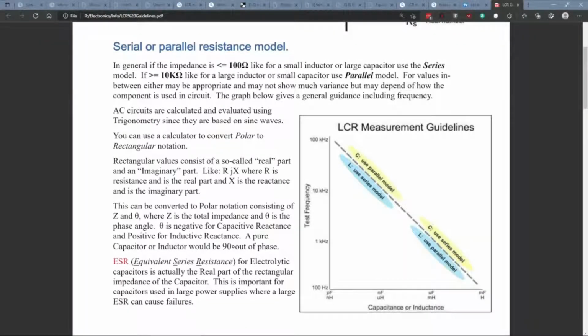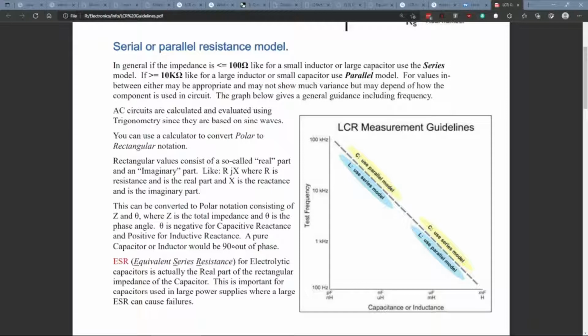Okay, so the LCR meters can be operated in 2 different modes: serial resistance model mode or parallel resistance model mode. It can sometimes be a little bit difficult to determine which model to use, but usually for most components you go serial. But there is a rough guideline here. It varies if you listen to different manufacturers. Some quote 10 ohms, others quote 100 ohms. I think 100 ohms is probably more appropriate.